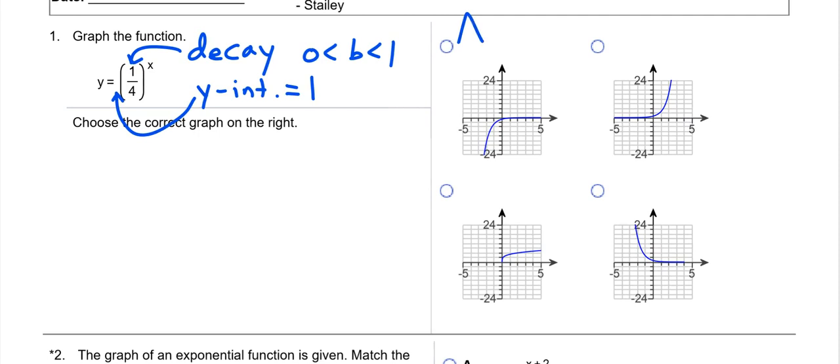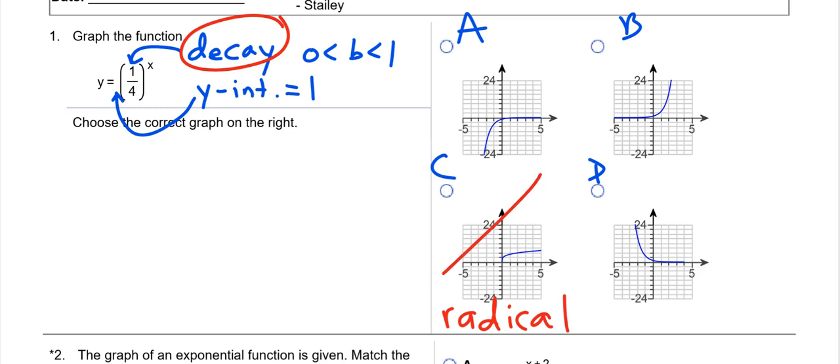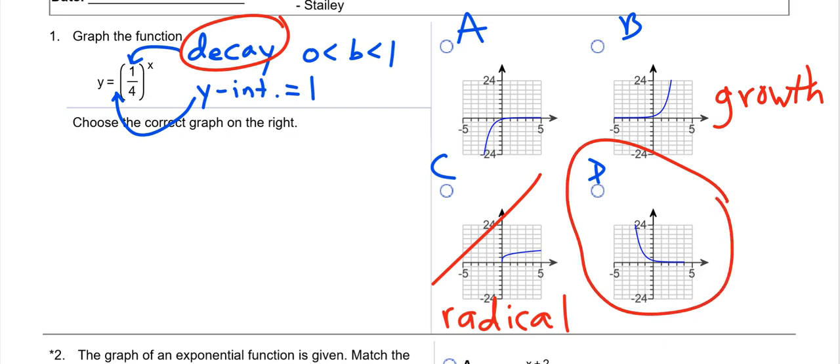Here, we'll label them A, B, C, D just for these variables, because sometimes it's easier to see them that way. Which one of those are we dealing with? That's what they told me. Exponential decay. C looks like a radical function, so that is definitely a bad choice. B looks like exponential growth. Okay. D is the only one there that is exponential decay.